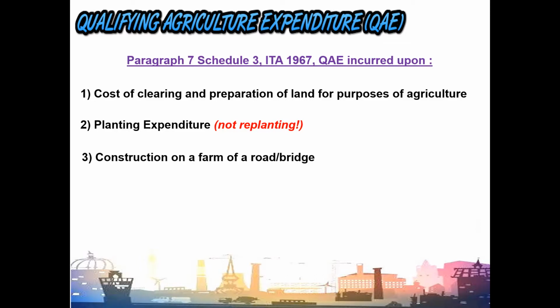Number 3 is construction on a farm of a bridge ataupun road. Kadang-kadang kita punya bisnes tu, contohlah kita buat bisnes aquaculture, kita buat ternak ikan dalam sangkar, ikan sangkar tersebut di tengah laut sana, kita terpaksa buat jambatan, have to build a bridge, so kita boleh buat aktiviti tersebutlah, okay? Jadi pembinaan jambatan itu adalah sebahagian daripada QAE.